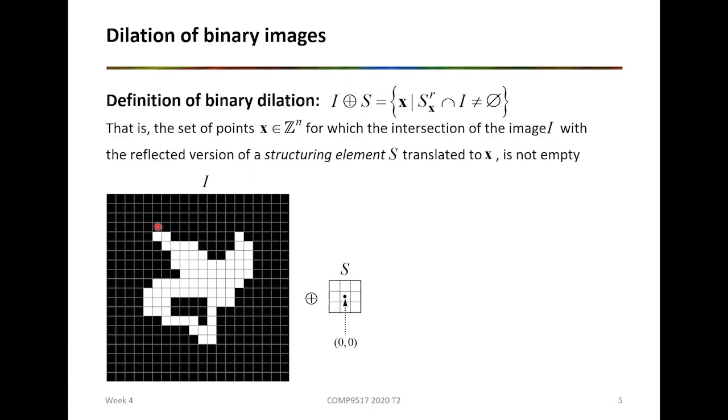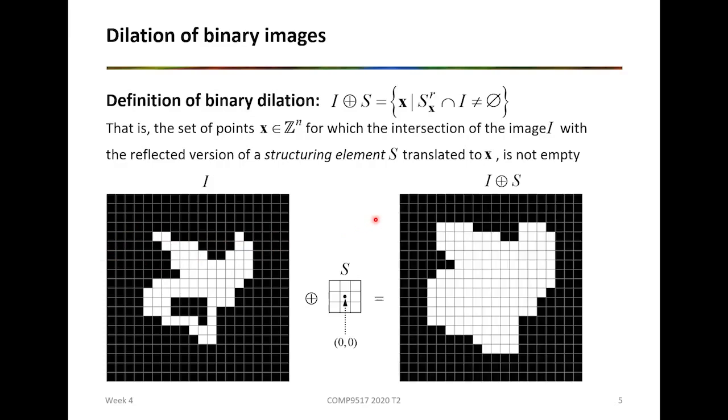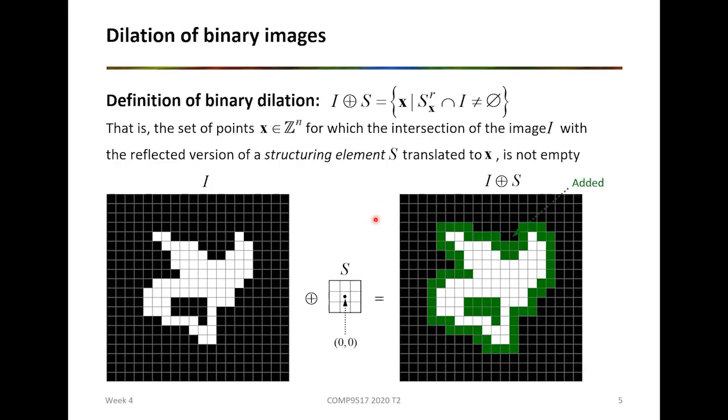Same for this pixel. It is a background pixel, but if I put the structuring element here, there's an overlap, there's an intersection with the set of object pixels. So I'm going to include this pixel as well in my dilated set. This pixel as well, this one not. If I would put the structuring element here, there's no overlap, no intersection, etc. So we test each and every pixel and see if there is an intersection. What we end up with then is this image. This is the dilated image of the input image shown on the left. And what we have done, we have added these pixels.